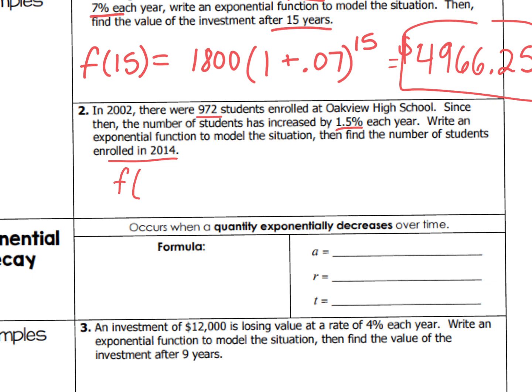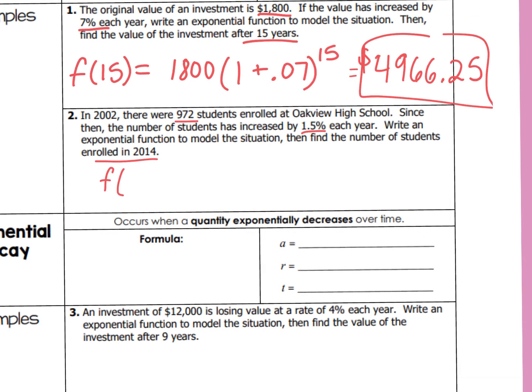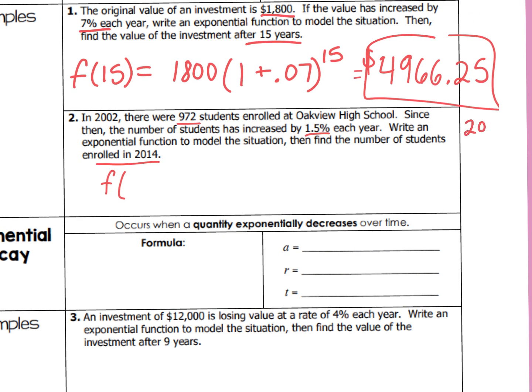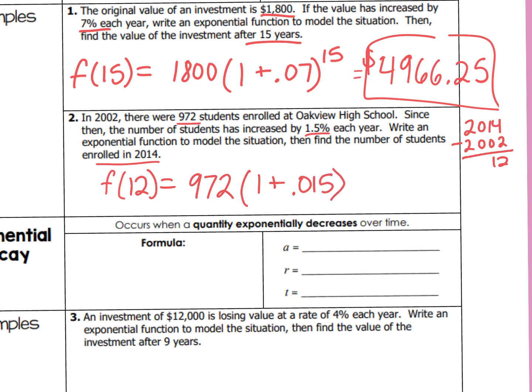We've got to find it. How would we find it? Yep, 2014 minus 2002. We just need to know how many years have passed, and what is that going to be? 12. So f of 12 equals, what'd you put? 972. 1 plus what? Careful. 0.015. Good. Close parenthesis to the 12th power.